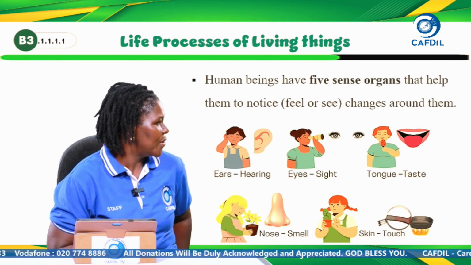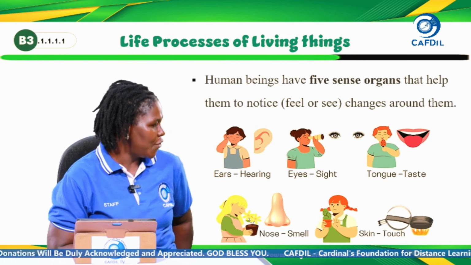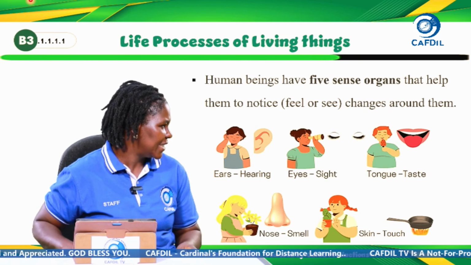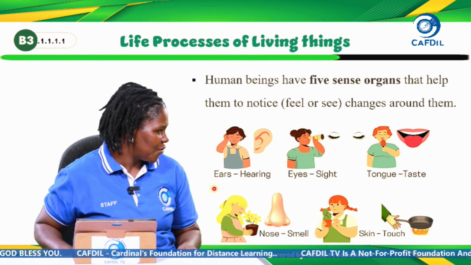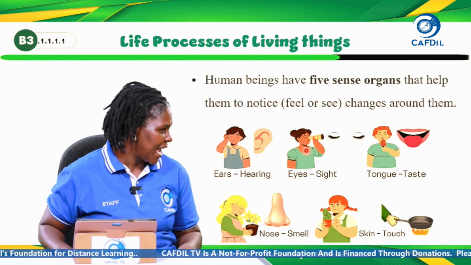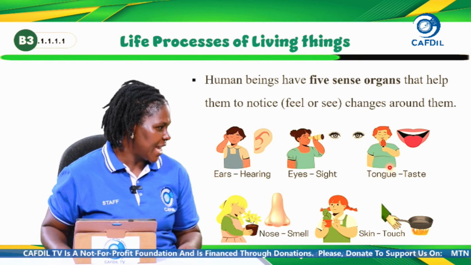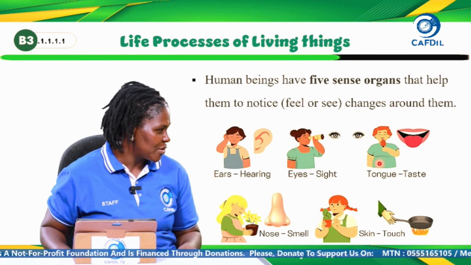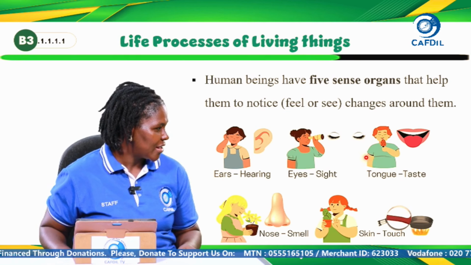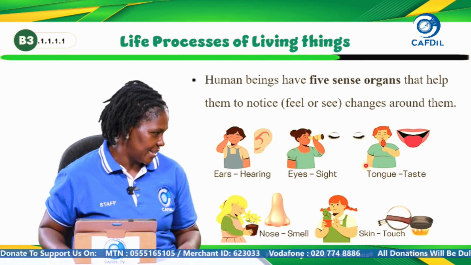Human beings have 5 sense organs that help them to notice, feel, or see changes around them. As you can see the girl standing there. Now, what do we use these senses for? The ears for hearing. And the eye for sight. We see with our eyes. And the tongue for taste. If you want to taste something which is salty or sour or sweet, we use our tongue to taste.